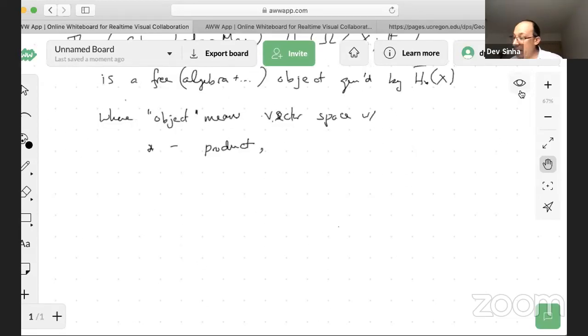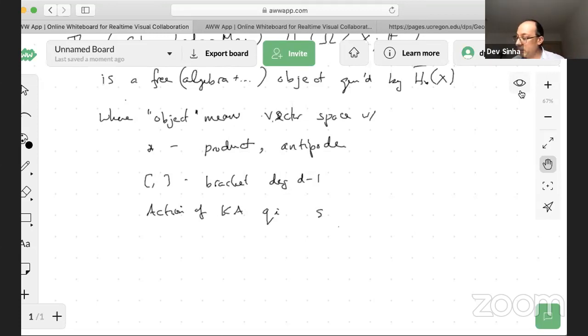And that product, by the way, has an antipode, because loops have inverses. And it's got a bracket, and it's degree d minus 1. And then we have the action of the Kudo-Araki operations, Qi, which satisfy the Adem relations.